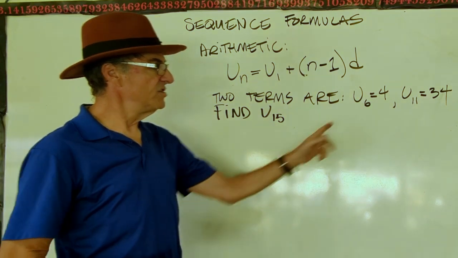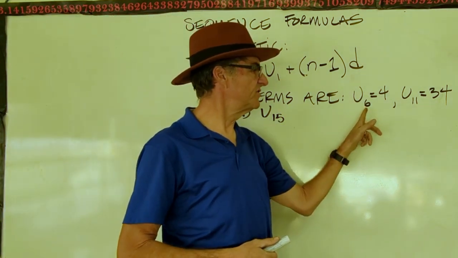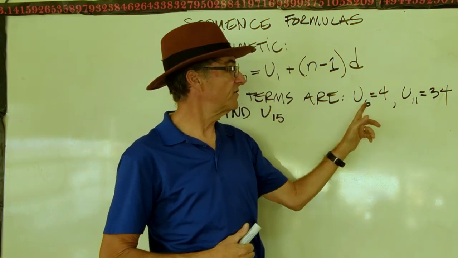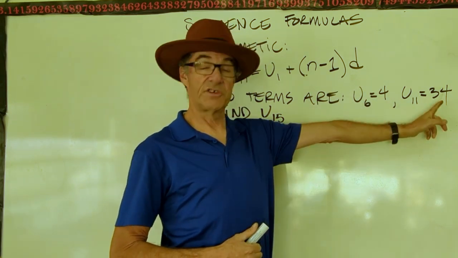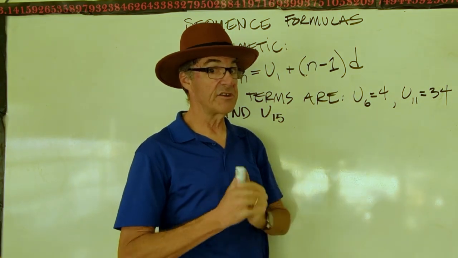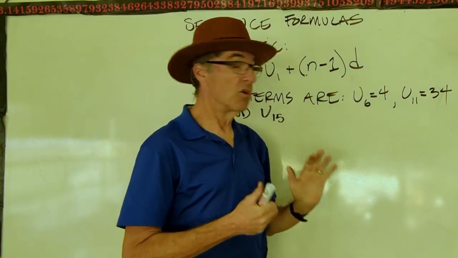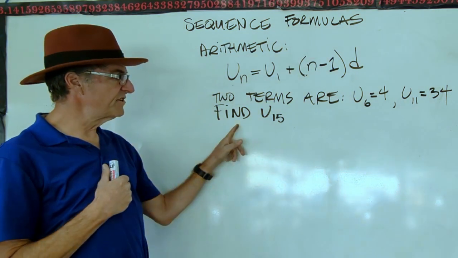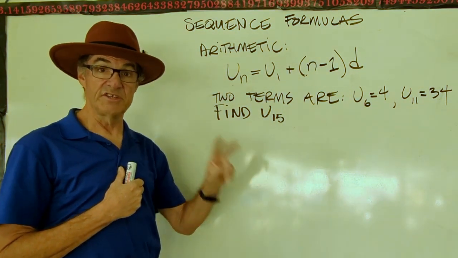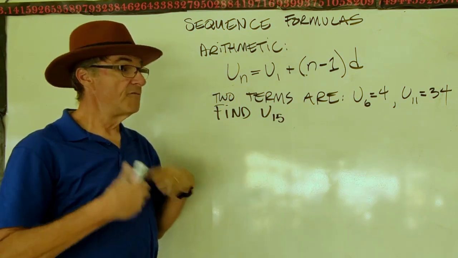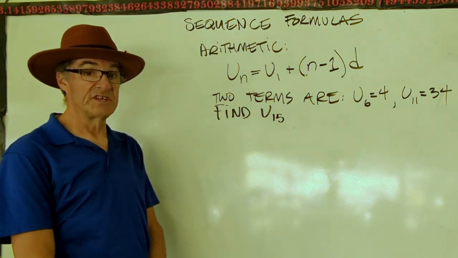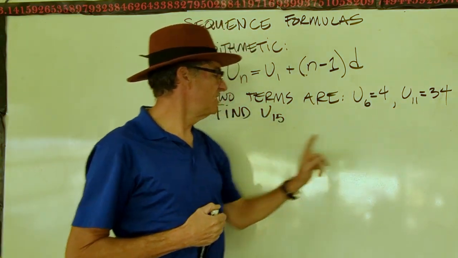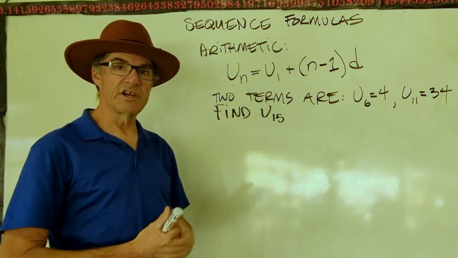Now, you know that you can figure out the common difference because you know you have to go 7, 8, 9, 10, 11. You have to go 5 differences to get from 4 to 34. So you could probably work that out in your head right now. However, we're going to use the formula to do that. Now let's take a look at our prompt. We're being asked to find U15. So this is a 2-step problem. First, we need to work out the common difference, and then we need to add enough common differences to get from U11 to U15. So let's take a look at that.